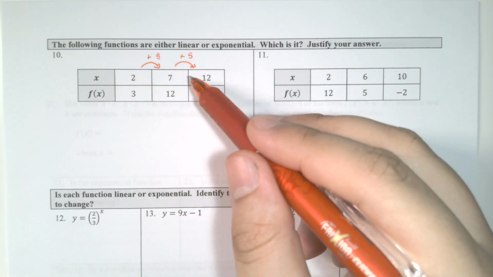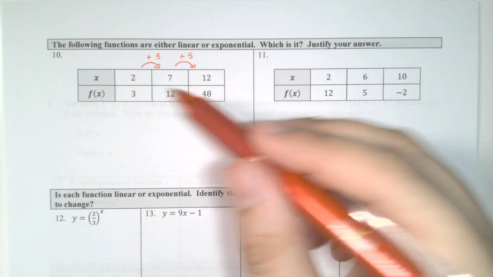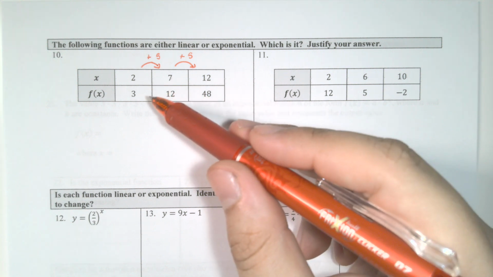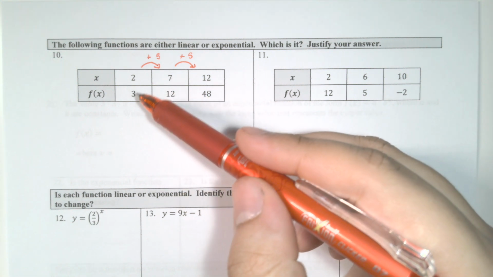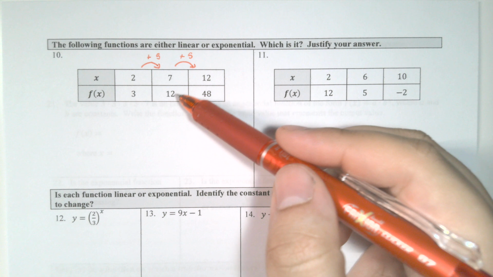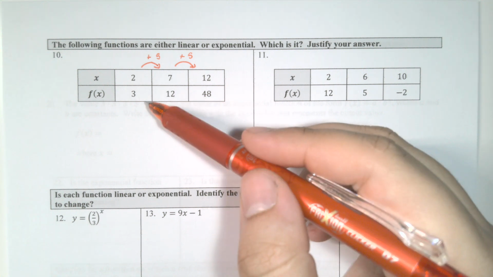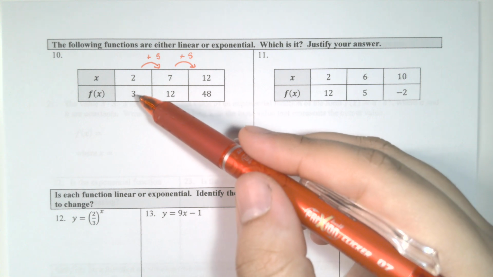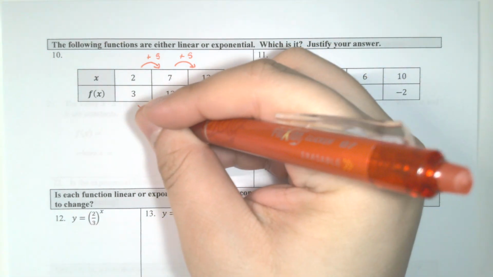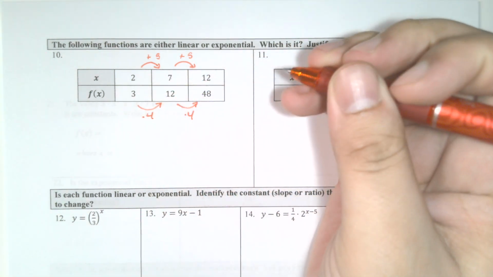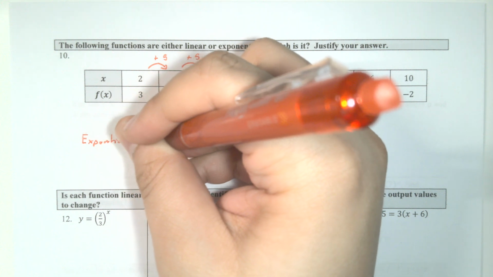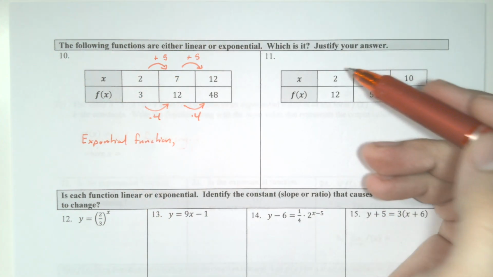If they are not going up by the same amount, that complicates this, and then our method here doesn't actually work. So now we have to see, well, let's see, if we're doing addition, 3 plus 9 is equal to 12, but 12 plus 9 is not equal to 48. But if we're doing multiplication, we have 3 times 4 is 12, and 12 times 4 is 48. And so, because we are multiplying by 4 every time, this is an exponential function. And it's asking us to justify why.